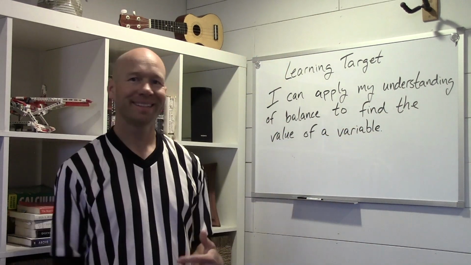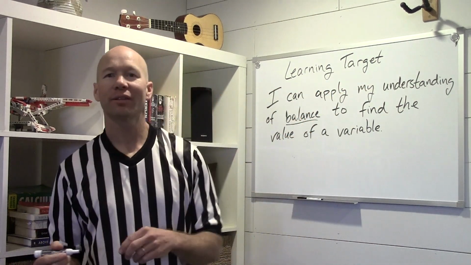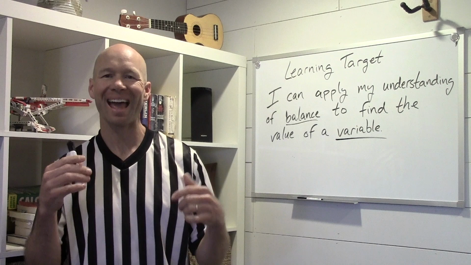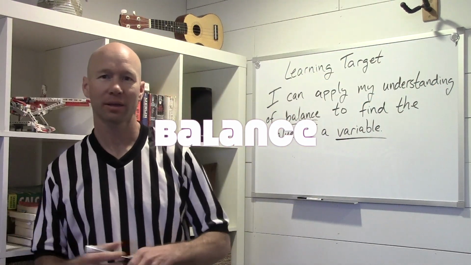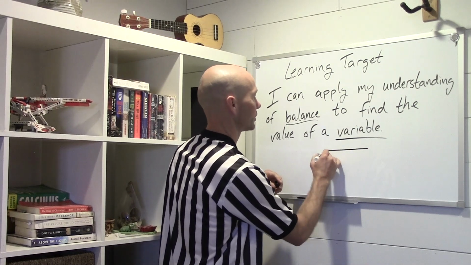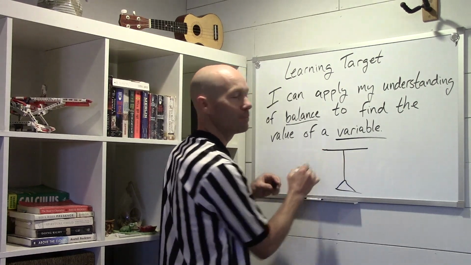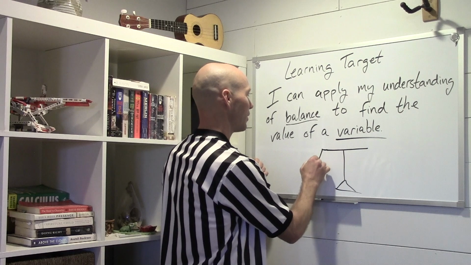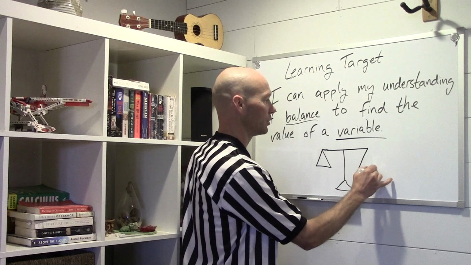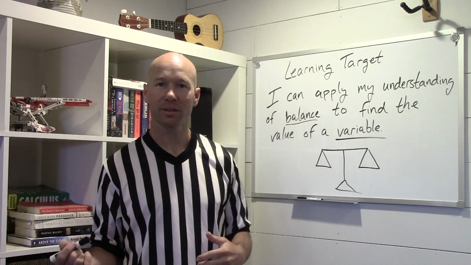Alright, our learning target today is that we can apply our understanding of balance to find the value of a variable. So what does that word balance mean? Let's just draw a little scale here. Balance means that whatever is on this side is equal in value to whatever is on this side. That means that both sides are balanced.